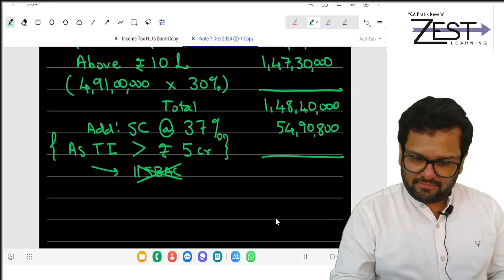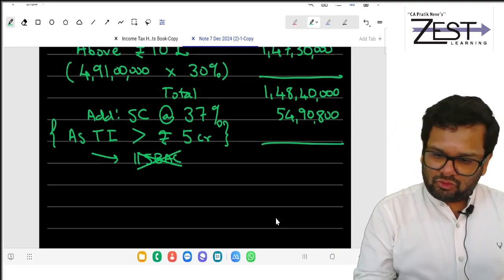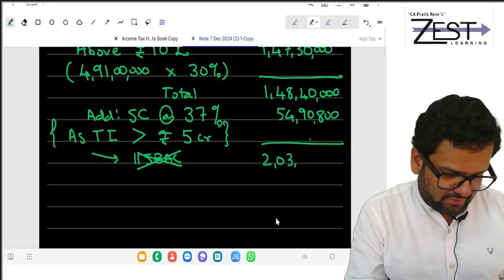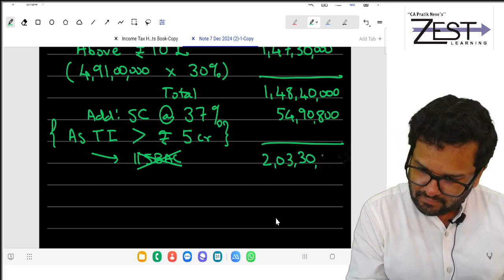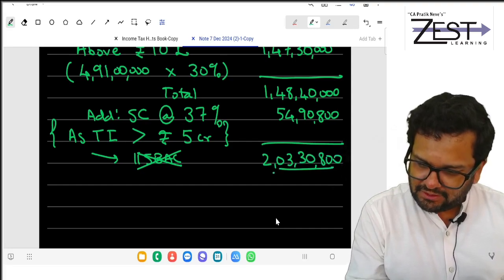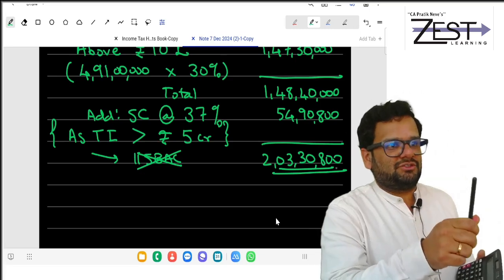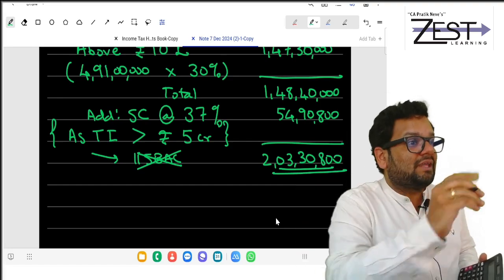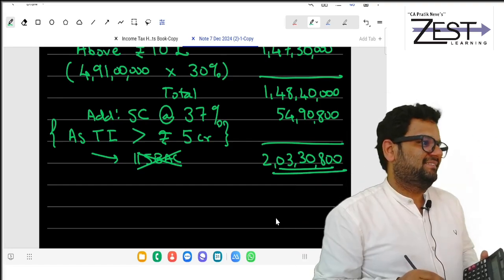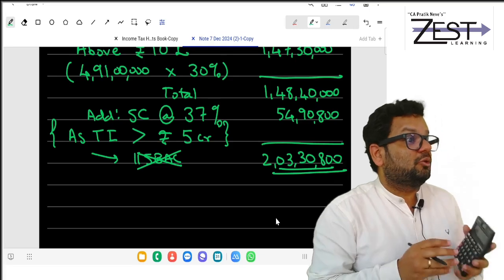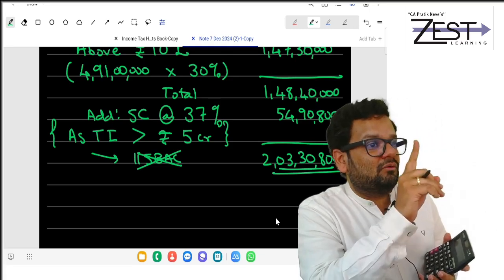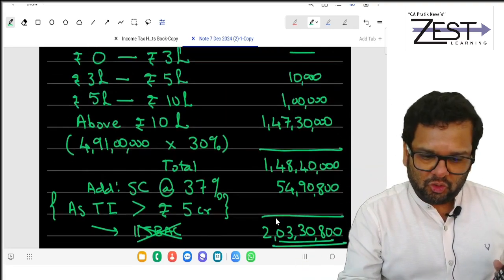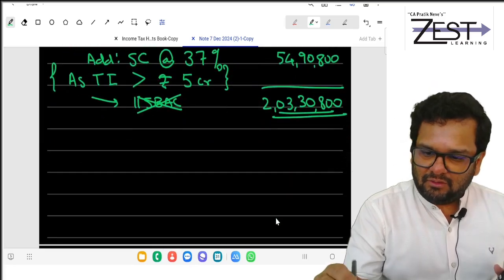How much? 2 crore 3 lakh, but you will not blindly pay this because you are exposed to 37% because of that 1 lakh. Better to pay that one. So go to step B. What is your step B?